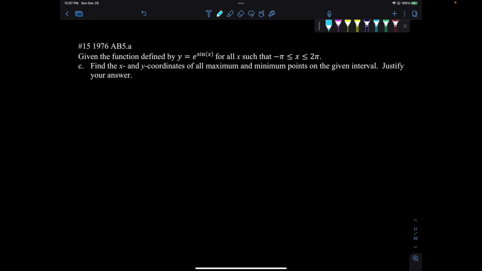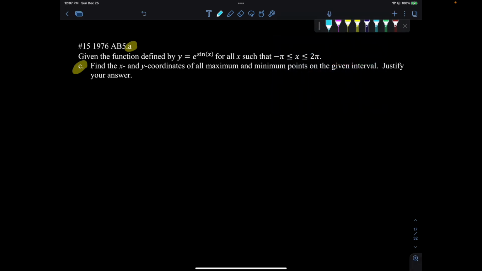(1976) AB 5. It says part A, but this pretty clearly says part C, so I'm not sure which it is. Hopefully it's one of them. All right, given the function defined by y equals e to the sine of x for all x such that negative pi to 2 pi, find the x and y coordinates of all maximum and minimum points on the given interval, justify your answer.